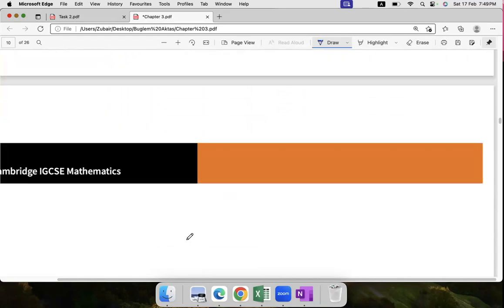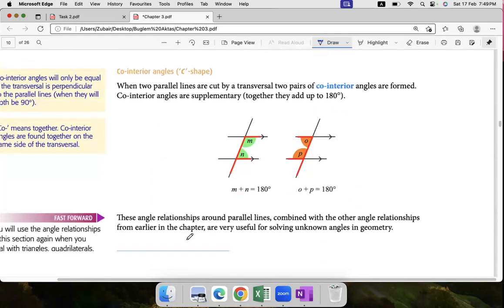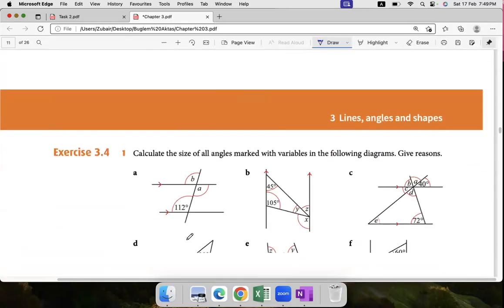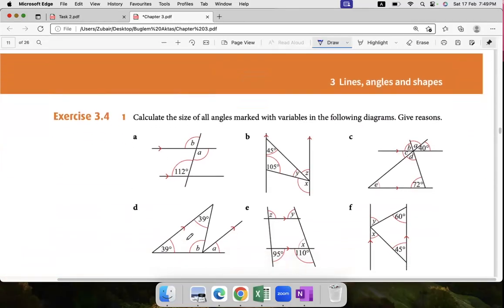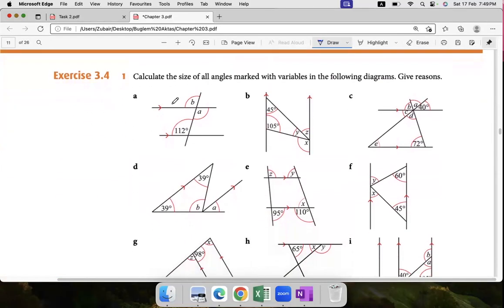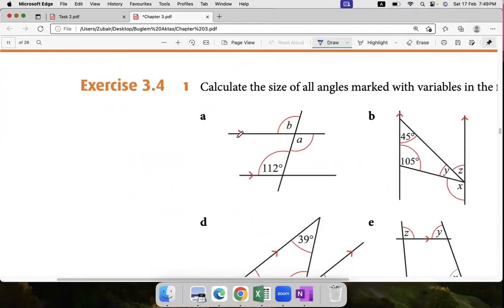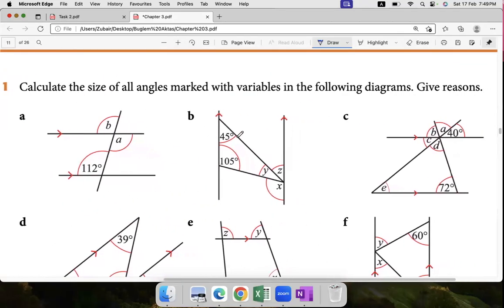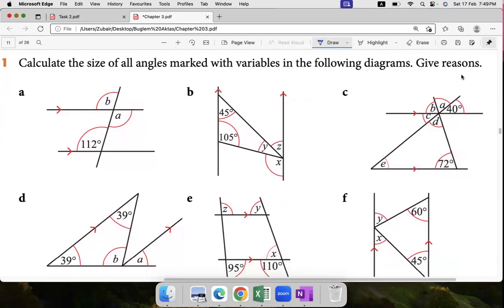Let me see if we have some special shapes. We do have. Okay, let's start. Let's go in order. Difficulty level would increase step by step. So what about the value of A or B?